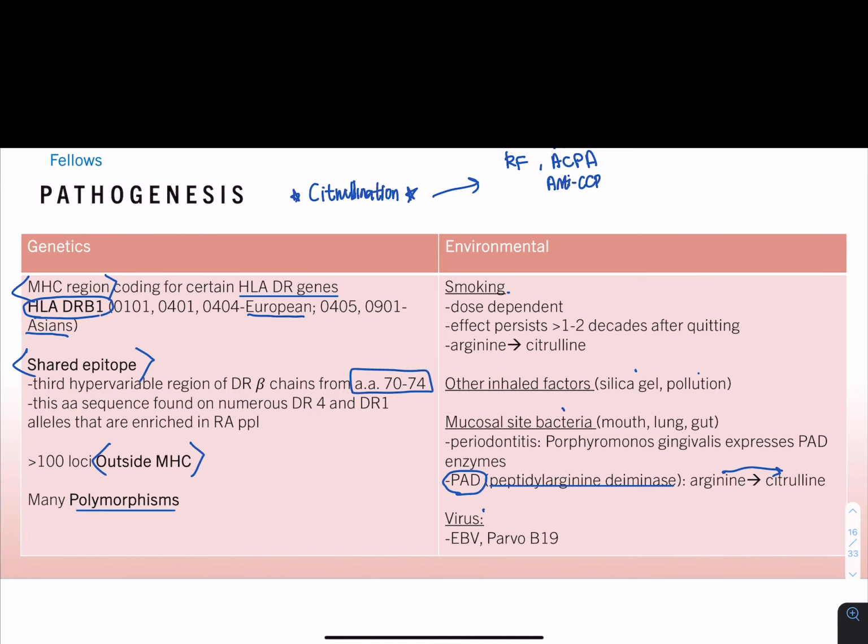Smoking and other inhaled toxic agents like silica or pollution can play into rheumatoid arthritis pathogenesis, as well as mucosal site bacteria and viruses. Citrullination is in the center of these triggers, as you can see in this slide. So remember the central role of citrullination in rheumatoid arthritis pathogenesis.